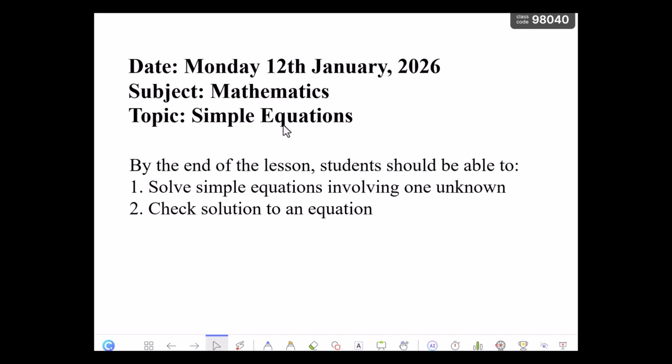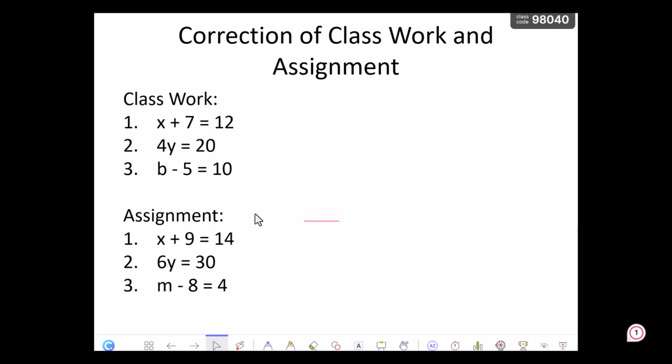Today, our business is to solve simple equations involving one unknown, and we should be able to check the solution of every equation we have solved. That is, check the solution of the equation. So this is what we shall be doing today. Let's go straight to the work.